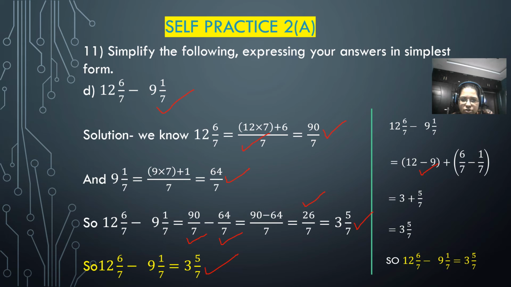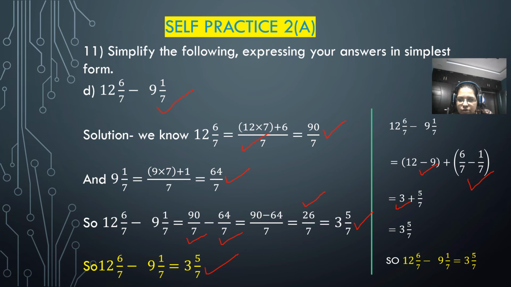So 12 6 divided by 7 is 12 plus 6 divided by 7, and 9 1 divided by 7 is 9 plus 1 divided by 7. So we get 12 plus 6 divided by 7 minus 9 plus 1 divided by 7. So 12 minus 9 is the subtraction of the whole numbers, plus now the subtraction of the proper fractions, so it's 6 divided by 7 minus 1 divided by 7. 12 minus 9 is 3, and 6 divided by 7 minus 1 divided by 7.